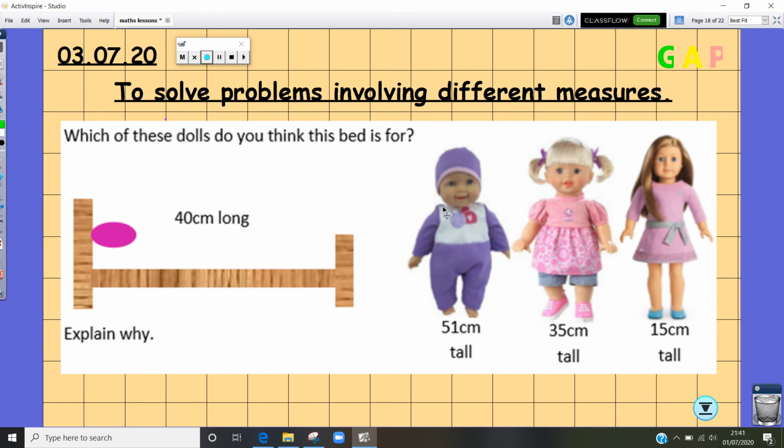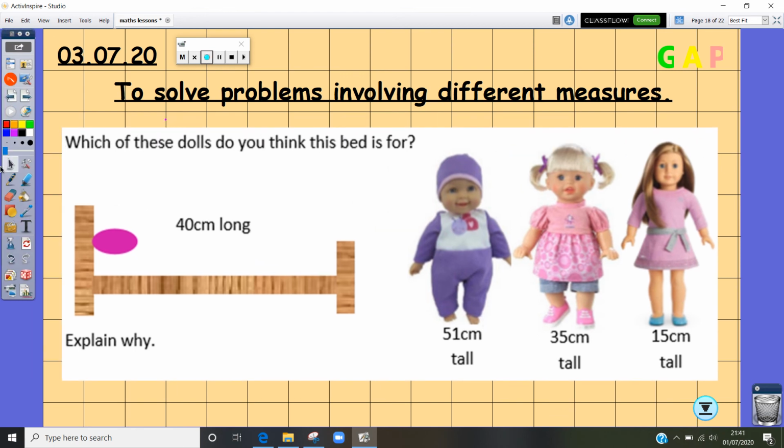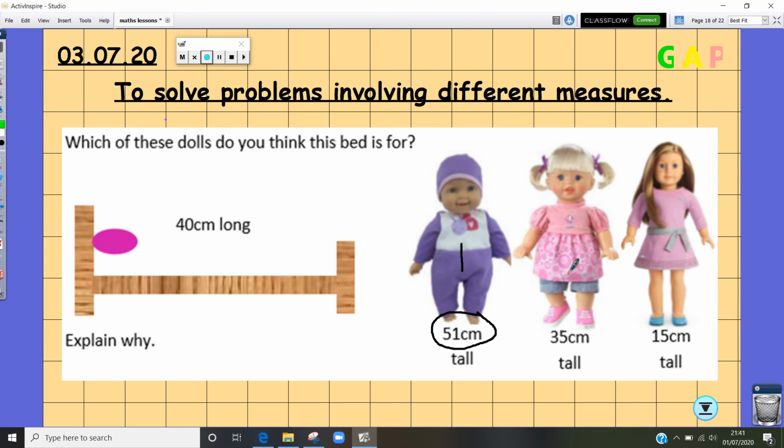So is it going to be the purple doll? Is it going to be the pink doll? Or is it going to be the tall doll? Okay, so let's have a look at the information that we have been given here. So straight away I can see the heights of these dolls. So this doll here, doll number one, as we will call her, just to make it a little bit easier. So she's doll number one. She is 51 centimetres tall. Doll number two is 35 centimetres tall. And doll number three is 15 centimetres tall.